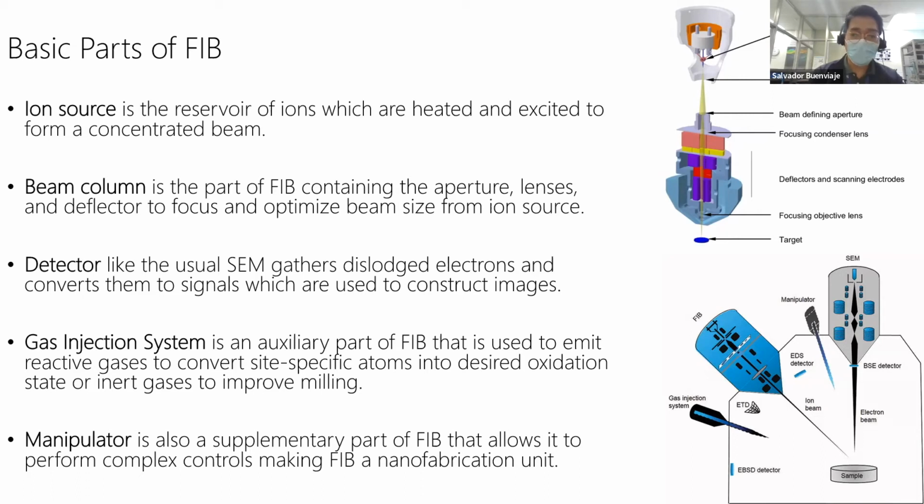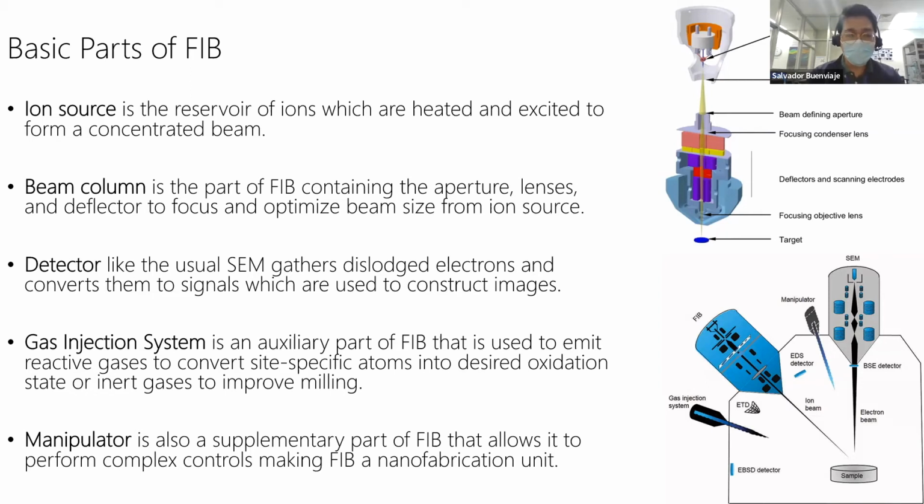So an important unique part of FIB is the GIS, or the gas injection system. This is actually an auxiliary part only. The FIB can run without this, but it is a very useful addition to the capability of FIB. It is used to emit reactive gases to convert site-specific atoms into a desired oxidation state, or inert gases to improve milling. So as you can see here, they have two functions. So you can use the GIS to chemically react the target area, or you can use inert gases to physically alter the surface of that target area through milling.